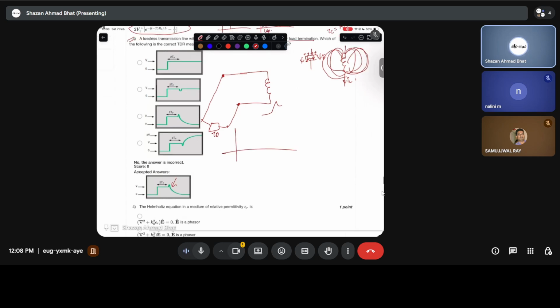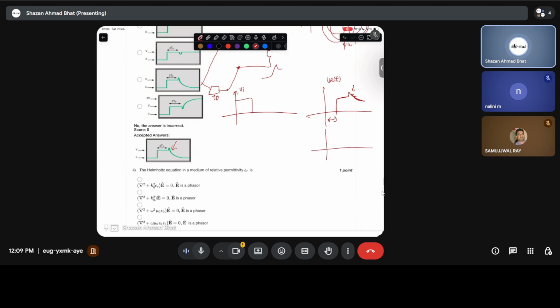That means if you are giving an input something like this, this is the input voltage. What you are going to get back as a reflected voltage will look something like this. This will be delayed by a certain time, and then there will be a spike, and then it'll go on. It will sort of be spiked at this particular end.